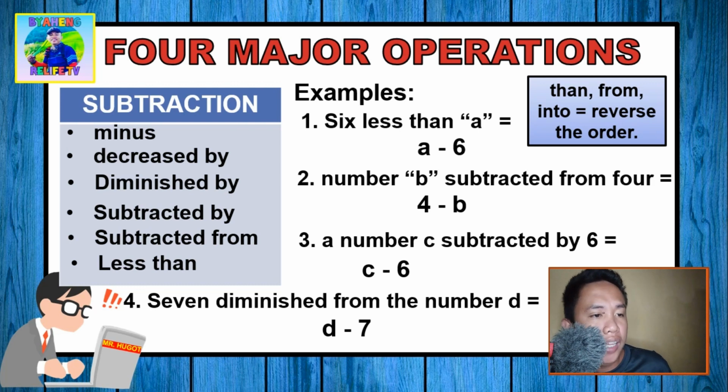Guys, kapag by, siya yung ima-minus mo, o ima-minus mo yung huling number. Kapag from, yung unang number na nabanggit ang ima-minus mo. So, just reverse the order kapag nagamit mo yung word na done, from, at into.